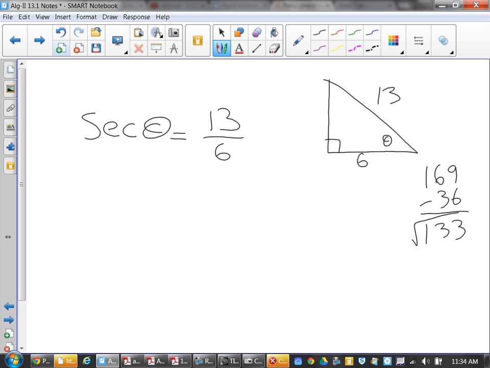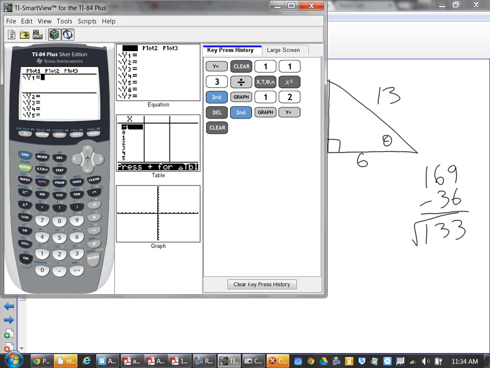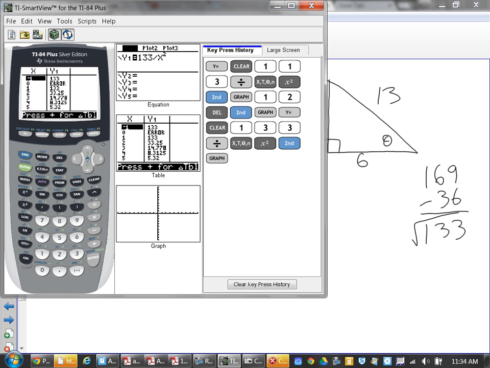Your calculator does it, though. Go to your table. Y equals, and what do we come up with here? 133 divided by x squared. I think we've talked about this before. If you go through your table, you're looking for the smallest value in the y column that is still an integer. The x column is what goes out from the radical.